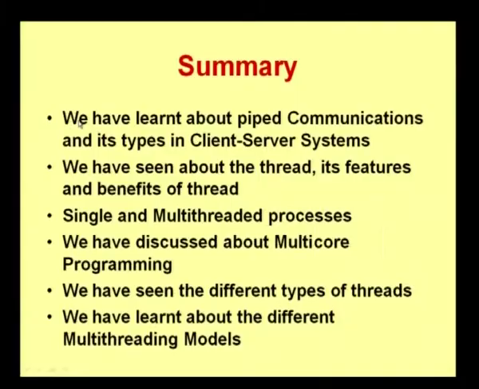Now let us summarize whatever we have seen in this session. First we learnt about piped communication and its types in a client server system. The remaining 2 types of communication, the socket system and the remote procedure call, we learnt in the earlier session. In this session we learnt about the piped communication system. Then we saw threads, the features of threads as well as the benefits of threads. We also saw what a single thread is and what multi-threading is, and we discussed multi-core programming. We saw the different types of threads: one is the user thread, the other is the kernel thread. We also learned about the different multi-threading models: one-to-one, many-to-one, many-to-many.